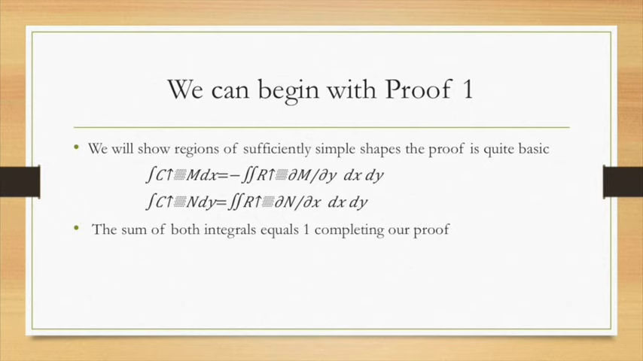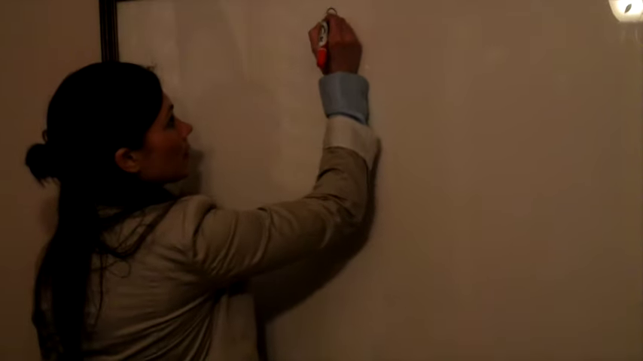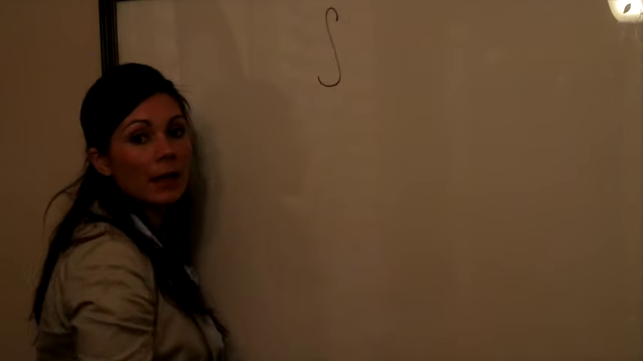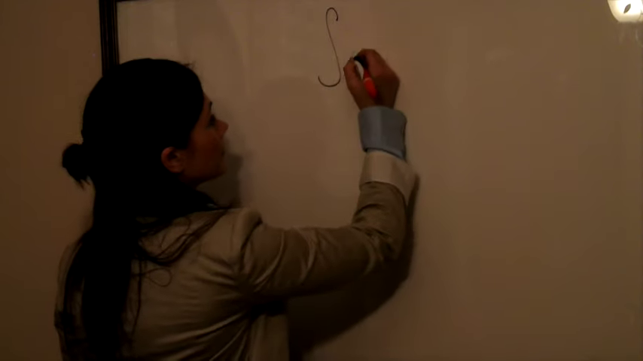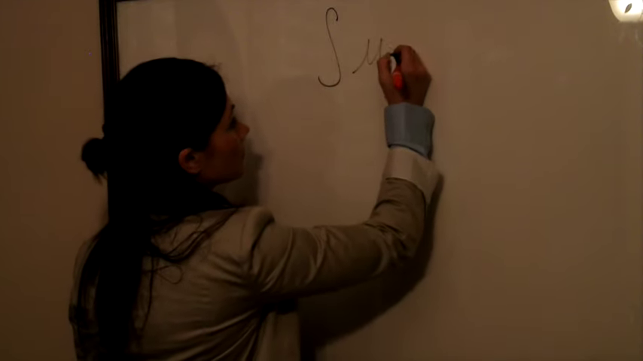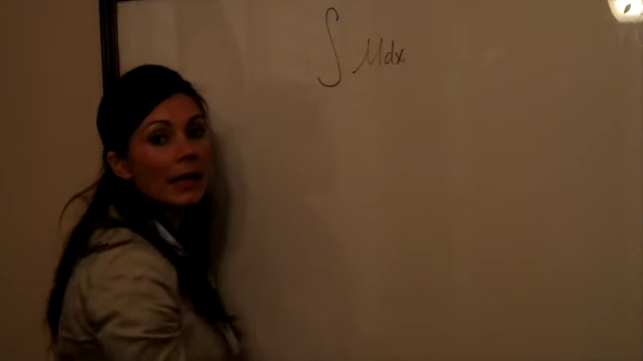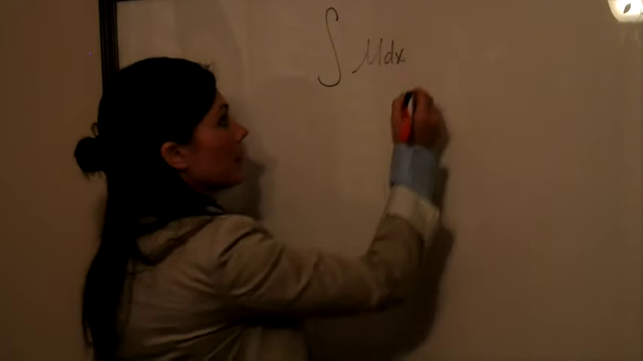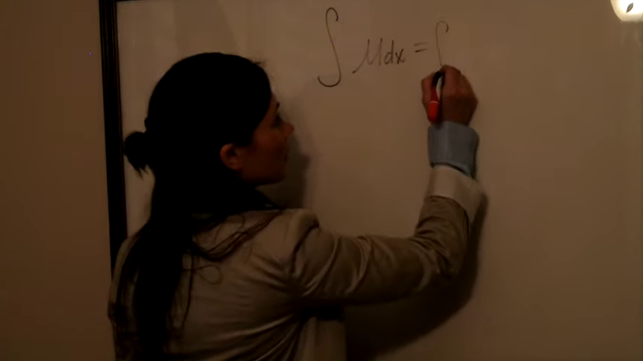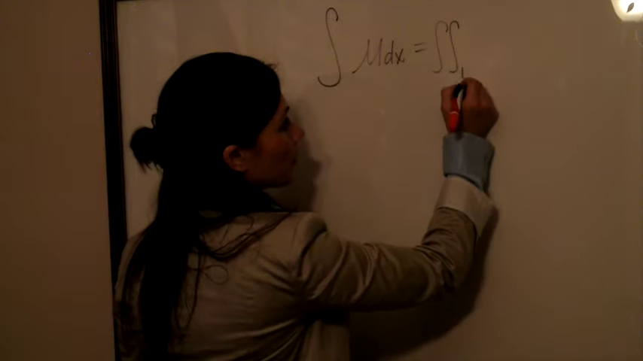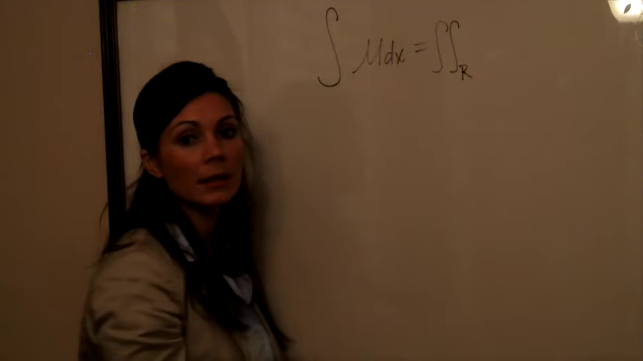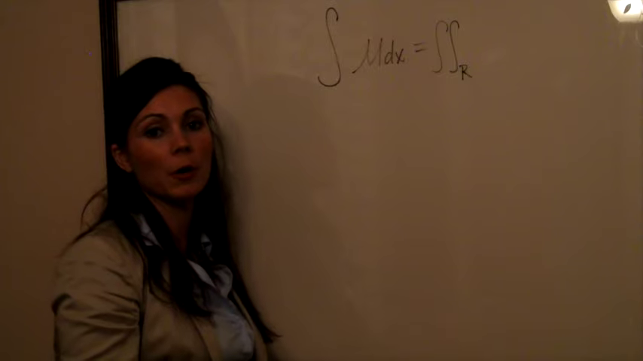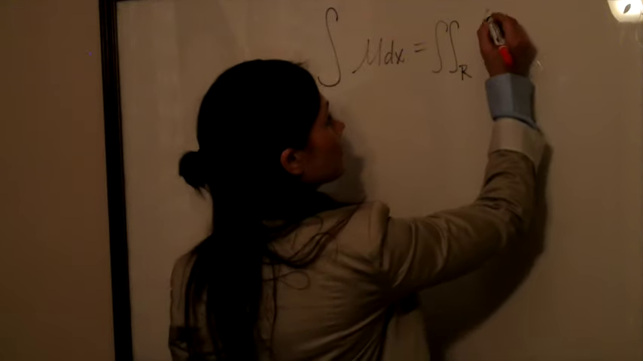We'll start with proof 1. We'll start with the integral of M dx. And this is still equal to a double integral for the region. And it's going to be partial M over partial y, dx dy.